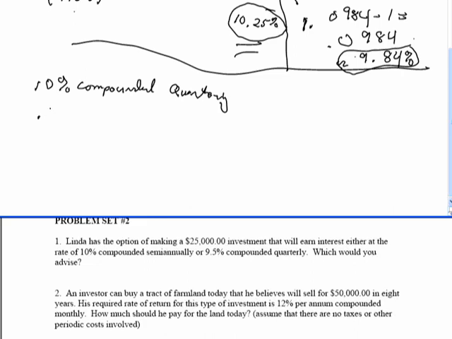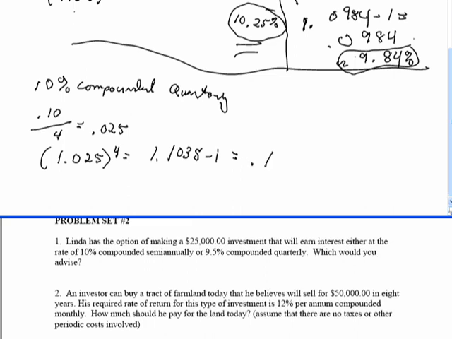Now, if we have 10% compounded quarterly, take 0.10 divided by 4, and that's 0.025. All right. Add 1, and then raise it to the fourth power in this case. That's 1.1038, I believe. Subtract the 1.